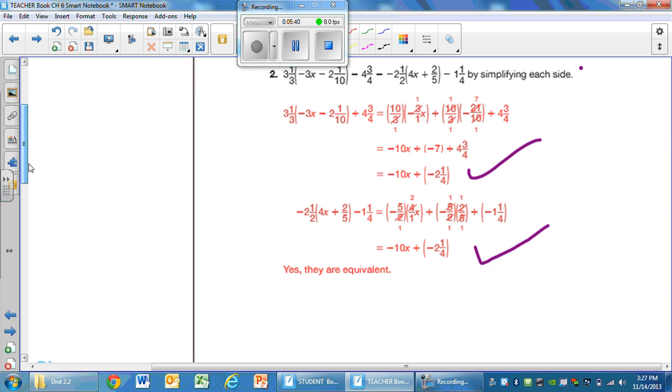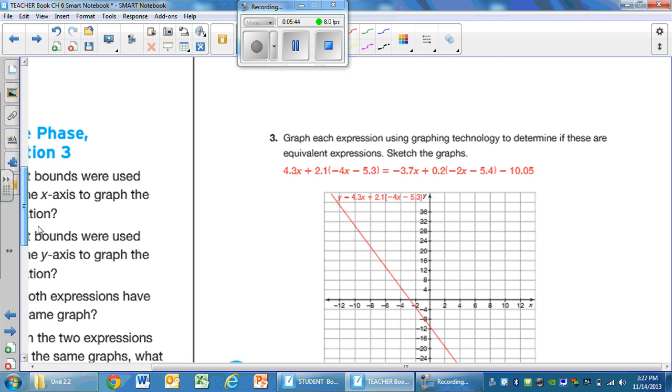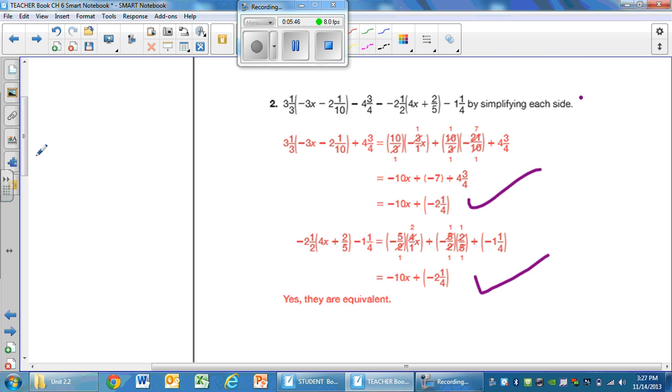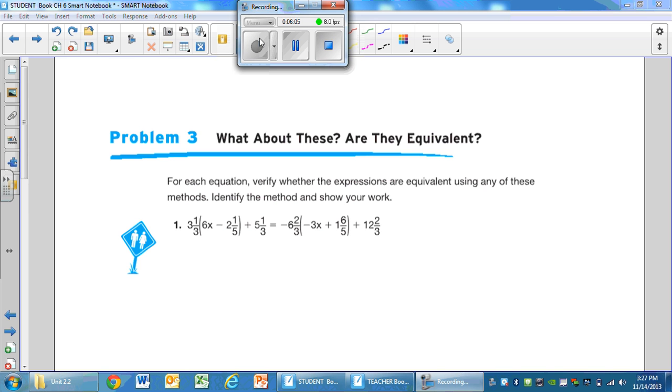Number 3 wants us to graph it and compare. Well, it's the same equation, so we should get the two lines the same. So on 3, I want you to graph this equation on your y equals, and then graph what you see. And press play when you're ready. And they do lie on the same line like I just showed you. So there you have it, that they're equivalent.